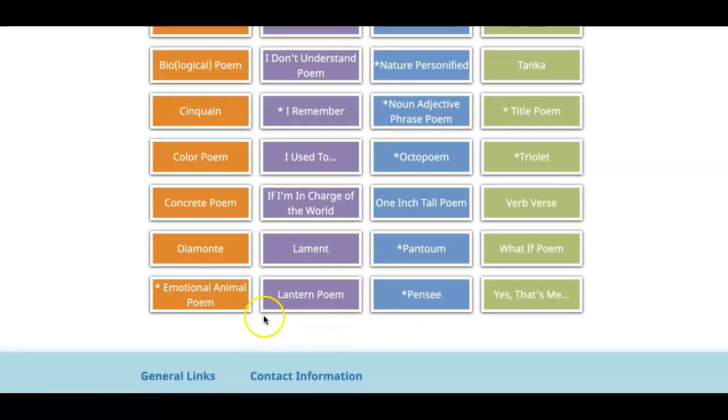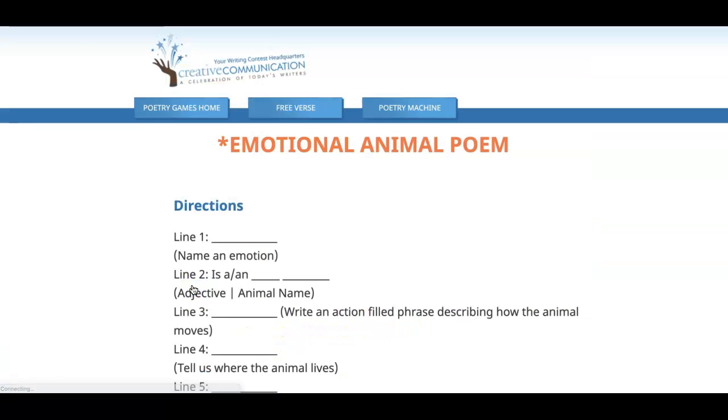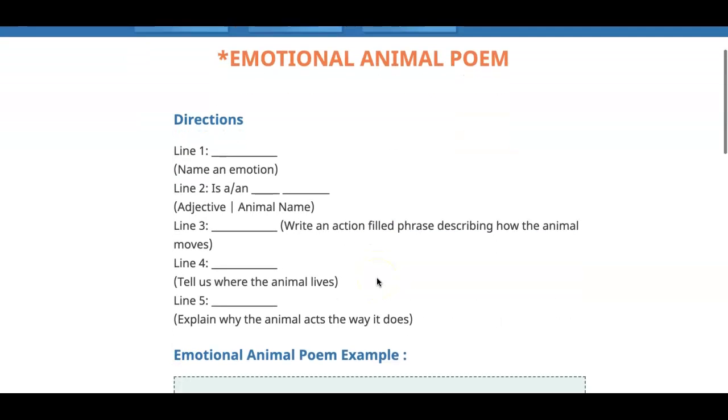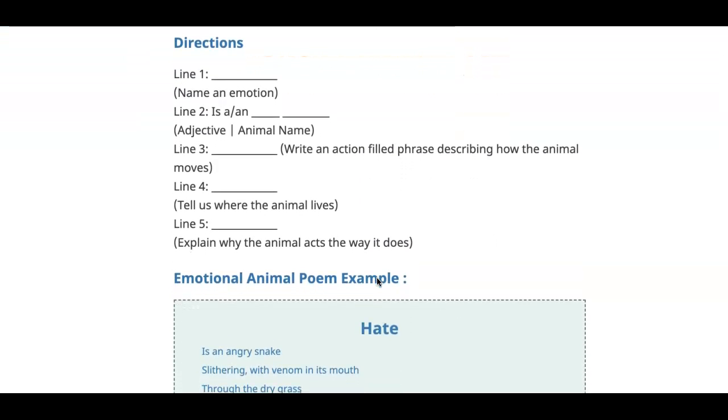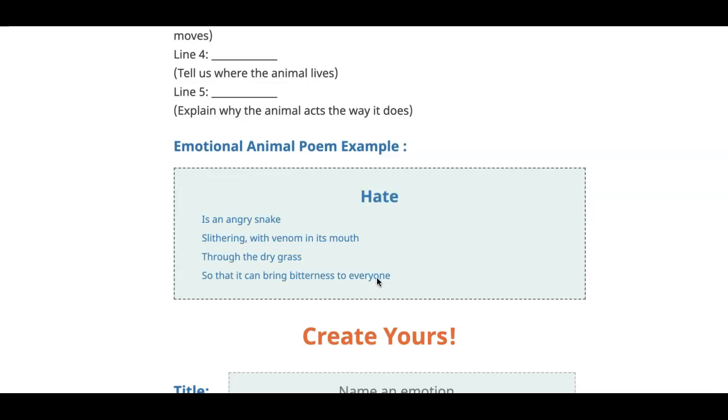Another one that you might not be familiar with is the emotional animal poem. Directions are given again. I really like this one because if you're teaching reading and writing along with poetry, you can see that the word hate could be used as a topic or a theme from some of your literature or your reading selections, and they can use that and synthesize the information from the literature into a new form, into this emotional animal poem or something similar to that.